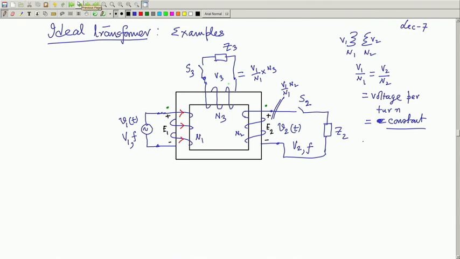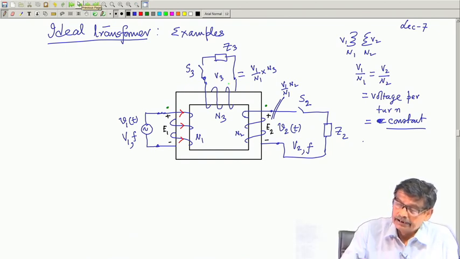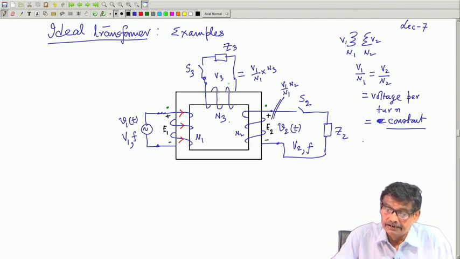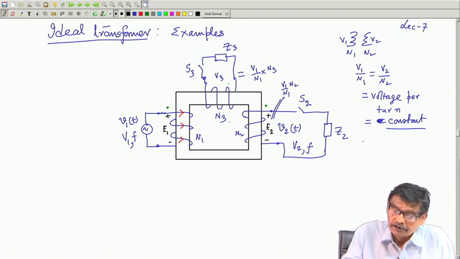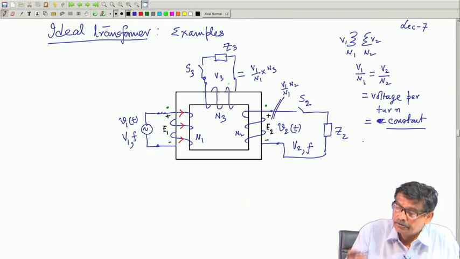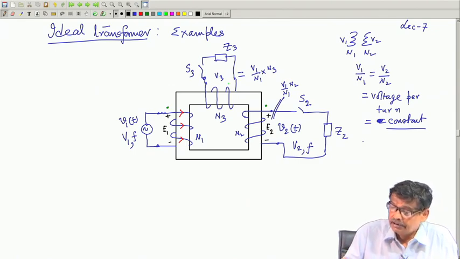Then I told you volt per turn is a useful concept. In such cases there are 2 secondaries, one primary. If you apply some voltage V 1, number of turns N 1, and it is an ideal transformer, no leakage flux, no winding resistance, therefore, V 1 and E 1 are same. Then you calculate voltage per turn, V 1 by N 1, and you can quickly calculate if that number is known. V 1 by N 1 into N 3 will give you V 3, V 1 by N 1 into N 2 will give you V 2.